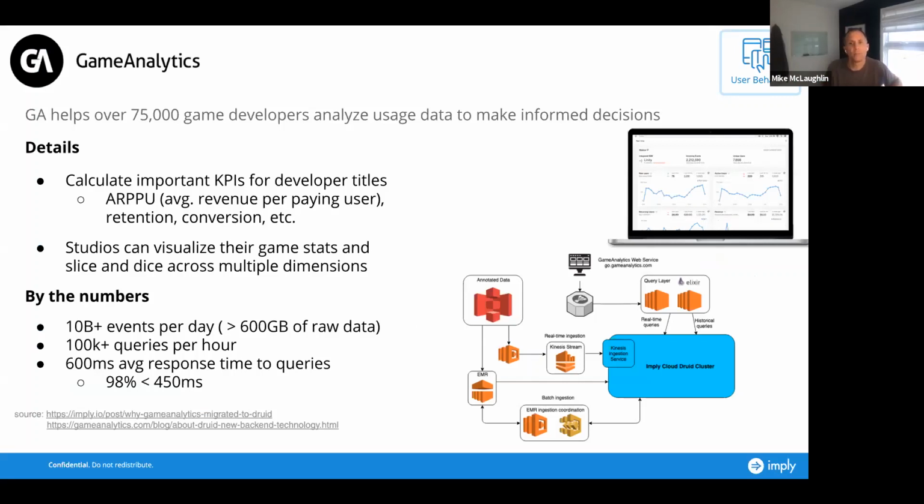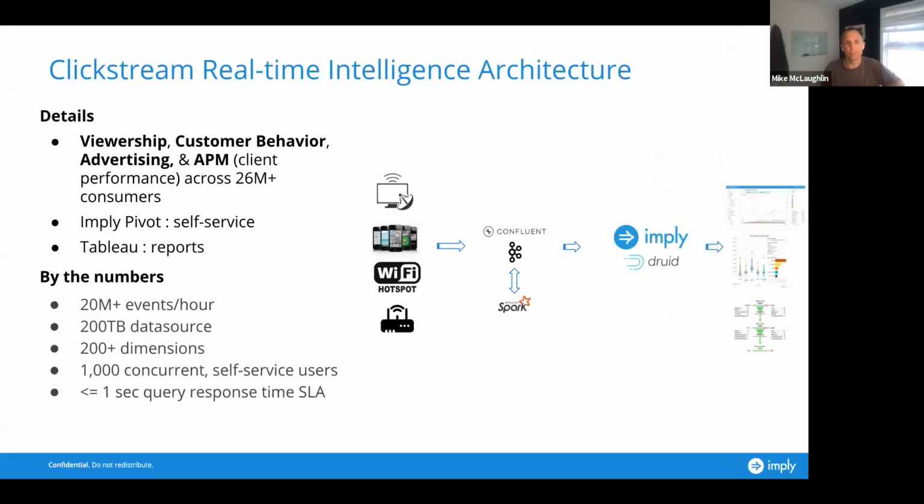Game Analytics is another one with a lot of data and a lot of great blog posts out there if you're interested in learning more about them. User behavior analysis, so game engine, what you expect them to be using Druid for, checking in to see how users are actually interacting with the game, and A/B testing and all that kind of stuff. This one, I'll point out here, the 98th percentile, under half a second. This is one of the ones I was referring to earlier on. Pretty common for this kind of use case that you're looking for the vast majority of your responses to come back in half a second.